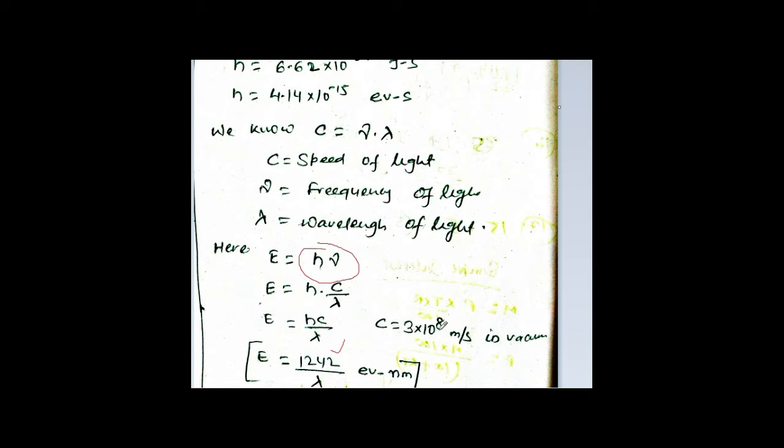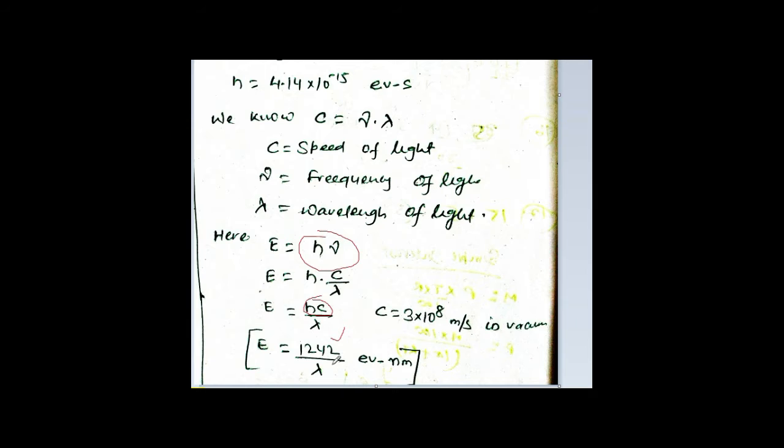So c is equal to 3 into 10 to the power 8 meter per second in vacuum. Both terms are constant. The multiplication of these two terms is 1242. We have to remember these things. So E equals 1242 divided by lambda, where the unit of 1242 is electron volt nanometer and lambda should be in nanometer. We have to remember these things.